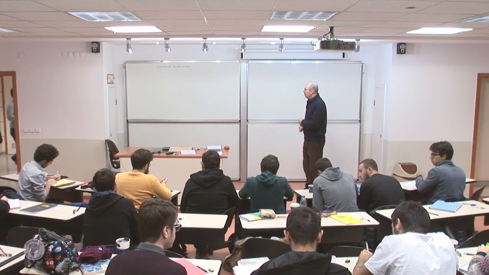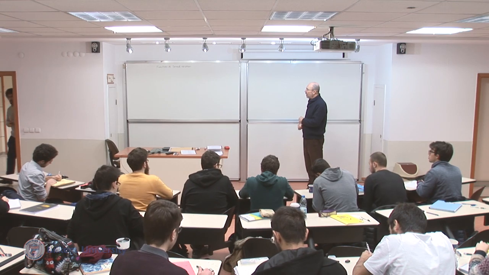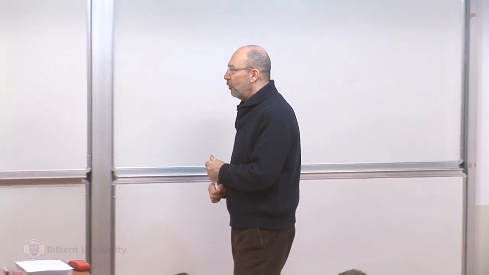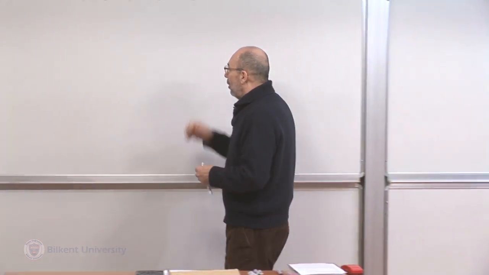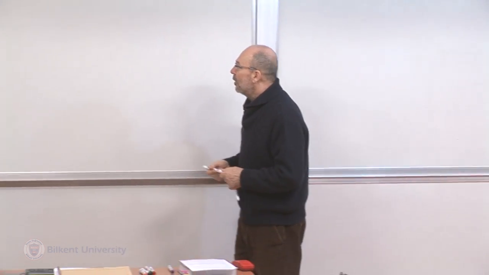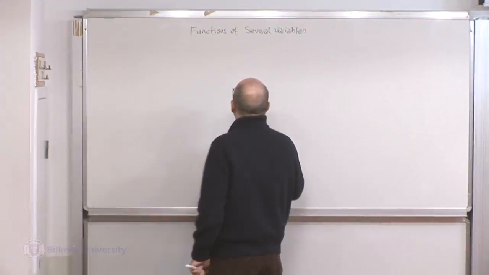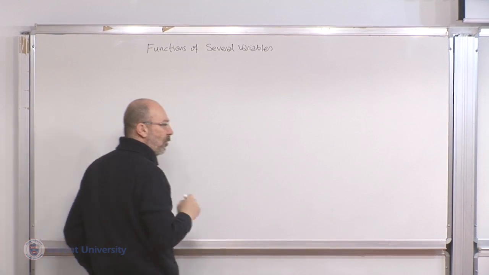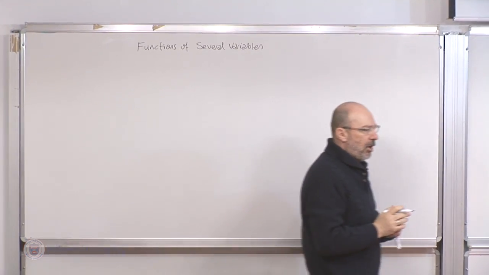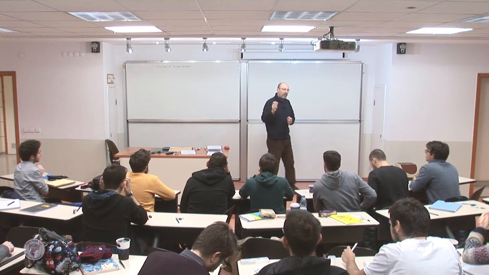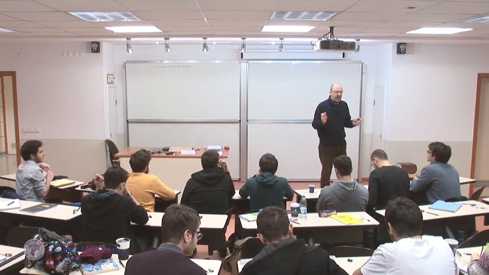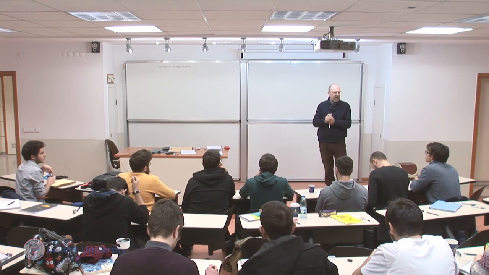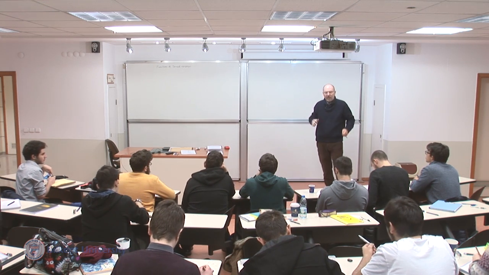So functions of several variables have some slightly different behavior than functions of a single variable. So we'll concentrate on them. What is an example of a function of several variables? Several here always means more than one, because a function of a single variable and a function of two variables behave totally differently. But a function of two variables and three variables behave the same.